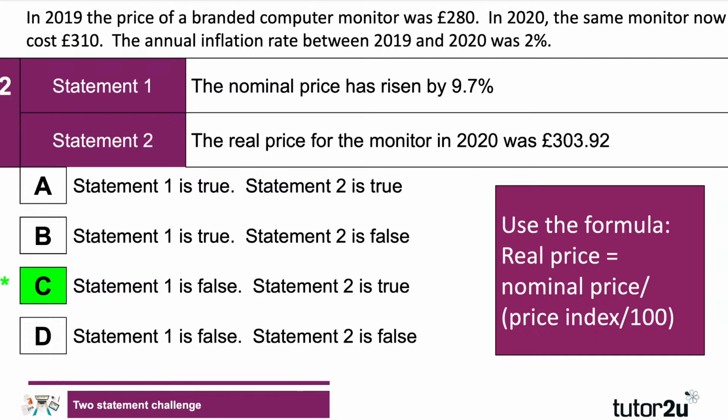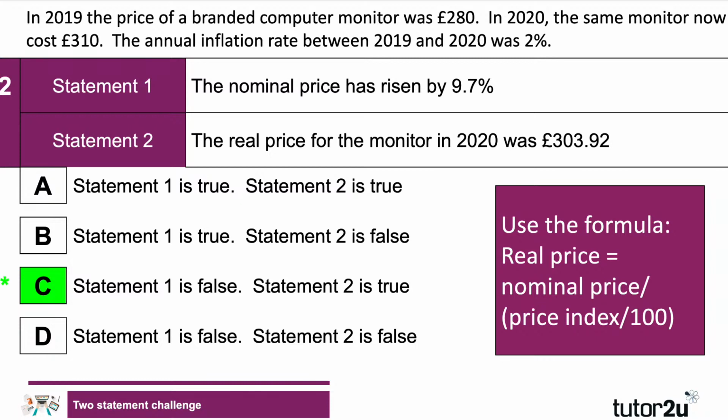And then to work out the denominator, we divide the price index by 100. So the price index in this case is 102 because we've had 2% inflation, and assuming the base year of 2019 is 100, that means the price index in 2020 will be 102. And when that's divided by 100, that's 1.02. So we divide 310 by 1.02 and get the answer of £303.92.